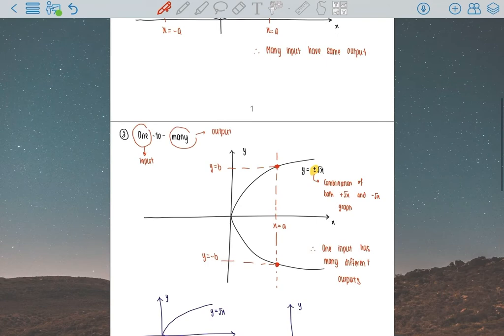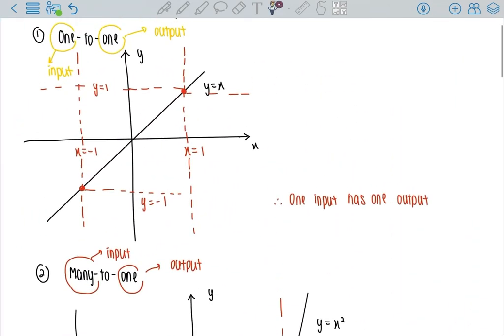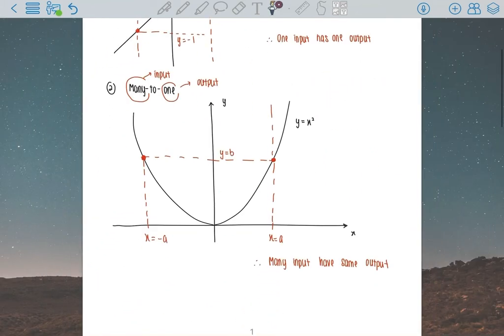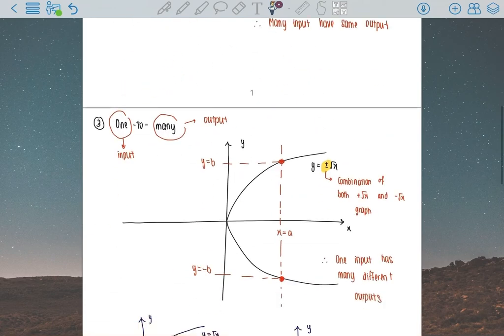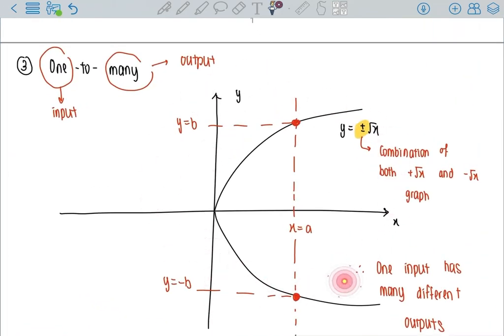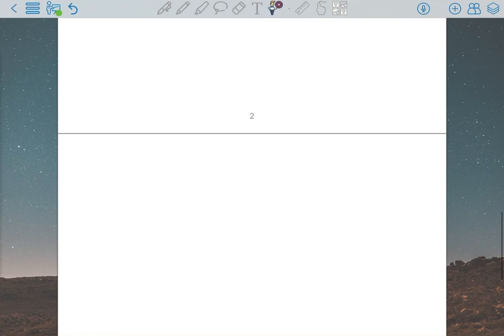So these are the three types of mapping. The first type is one-to-one, where it may be a linear graph or it may be an exponential graph, for example. If we have a graph like this, an exponential graph, you can see this is a one-to-one mapping as well. So one-to-one mapping is not always only for linear graphs. This is for many-to-one mapping, and then you see it is a quadratic graph, and this is for one-to-many. Now let's look at a few more examples to have a better understanding of the types of mapping.